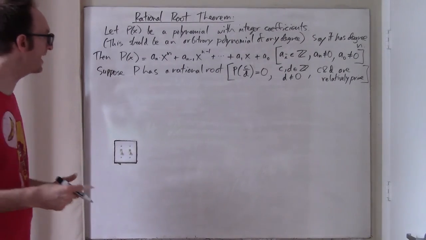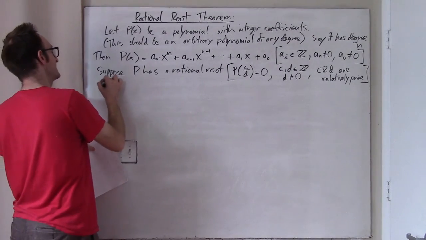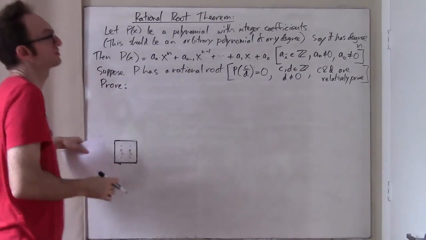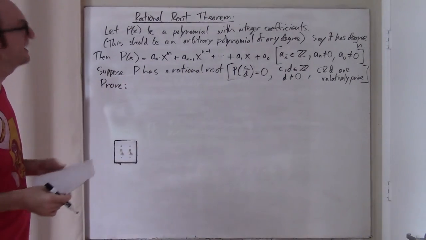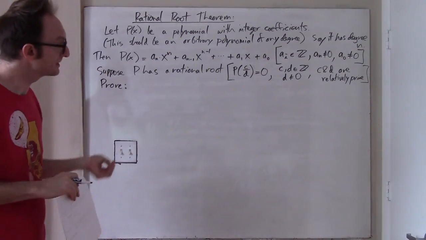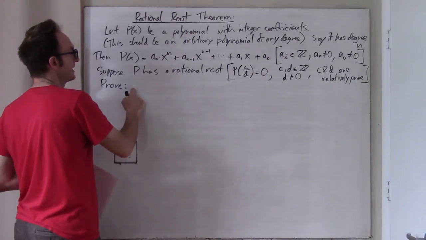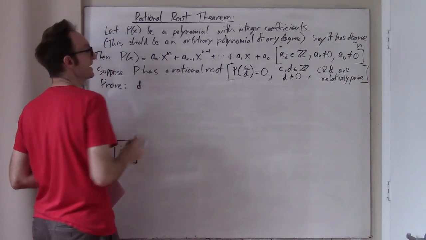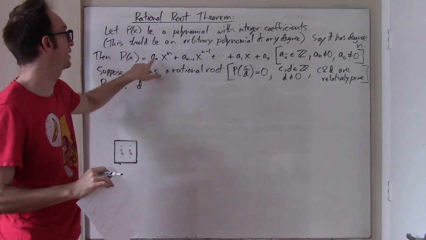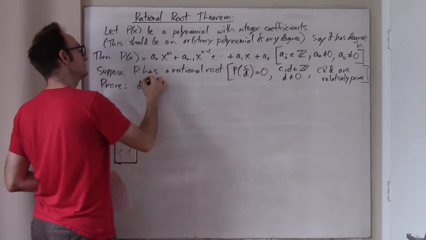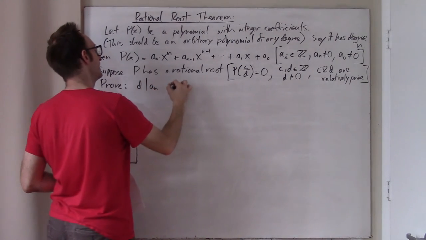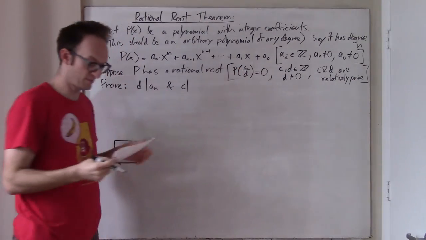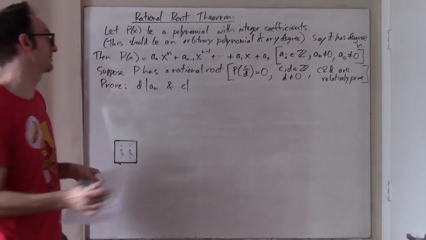Having said all that, I'm now ready to state what the theorem says. What does the theorem say? If you have a polynomial with integer coefficients, and you have a rational root, then the denominator, D, must be a factor of the leading coefficient. In other words, D must divide a sub n, and C, the numerator, must be a factor of the constant term.